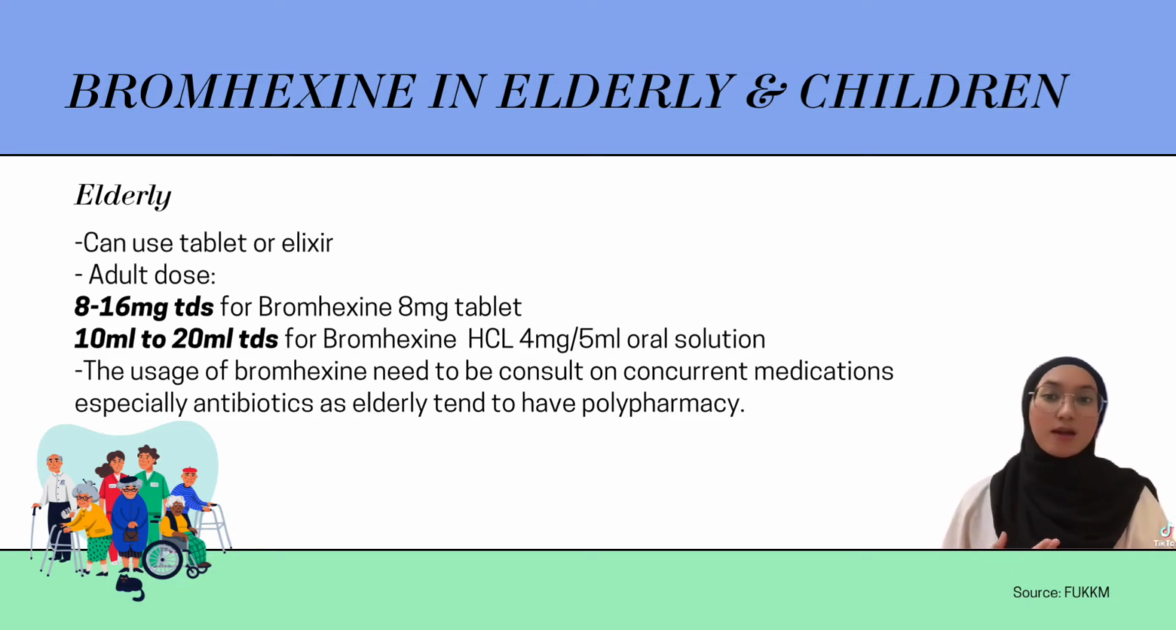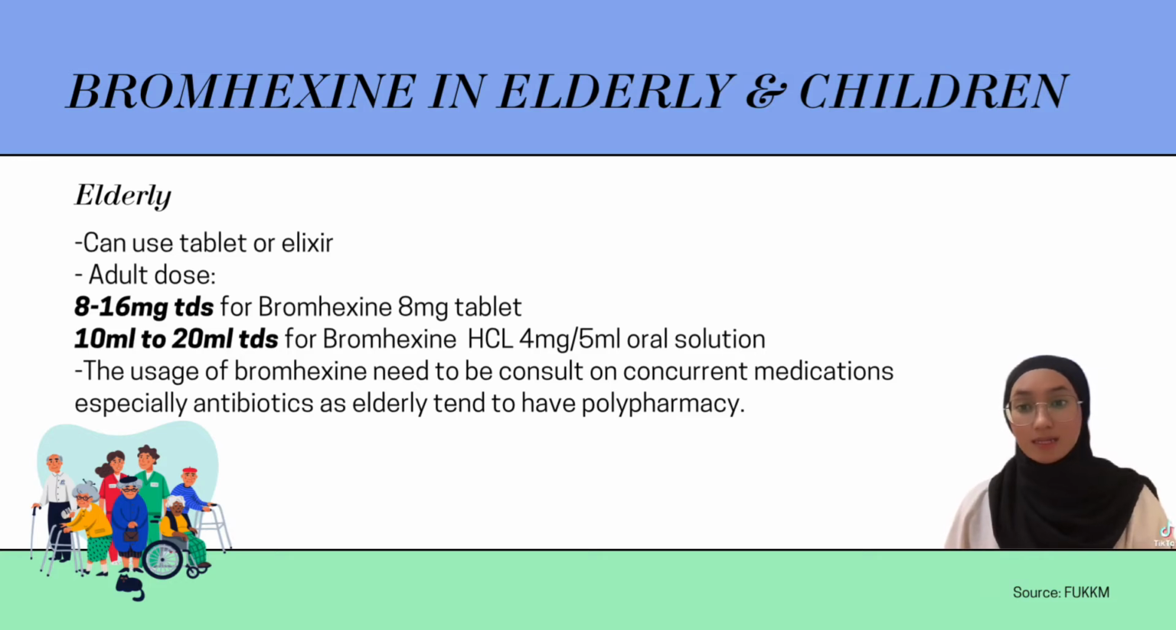So there are two dosage forms of bromhexine suggested, which are tablet and oral solution. For tablet, recommended dose is 8 mg to 60 mg 3 times a day. Meanwhile, 10 ml to 20 ml 3 times a day for bromhexine HCl, 4 mg per 5 ml oral solution.